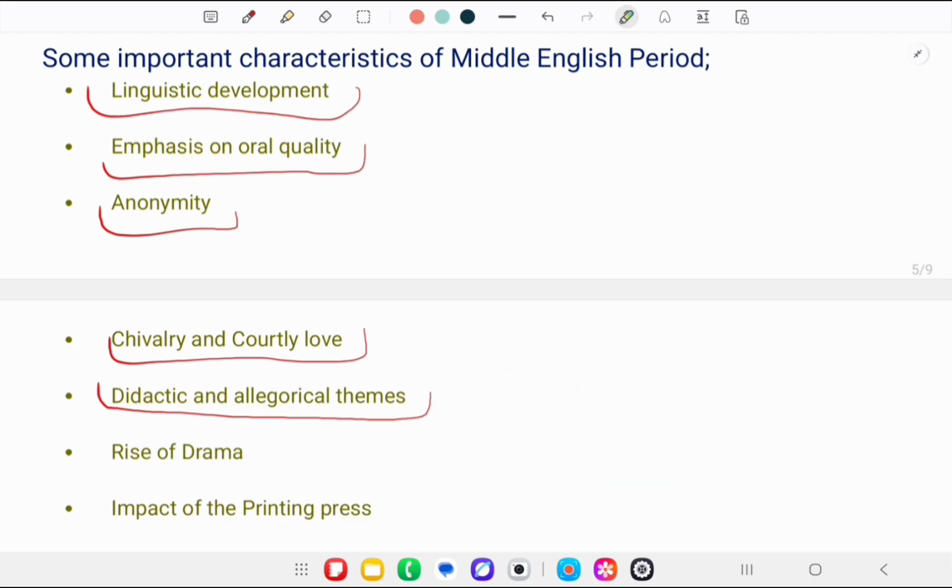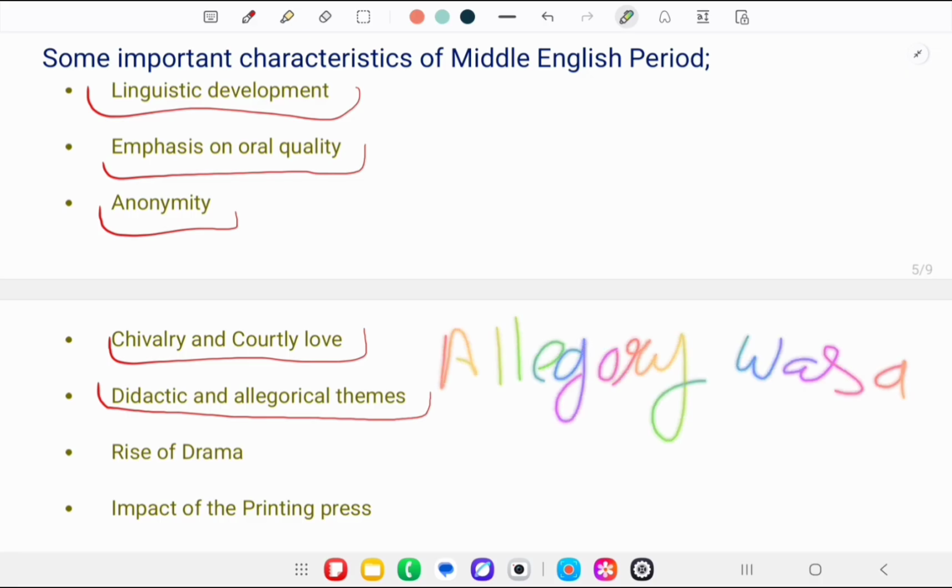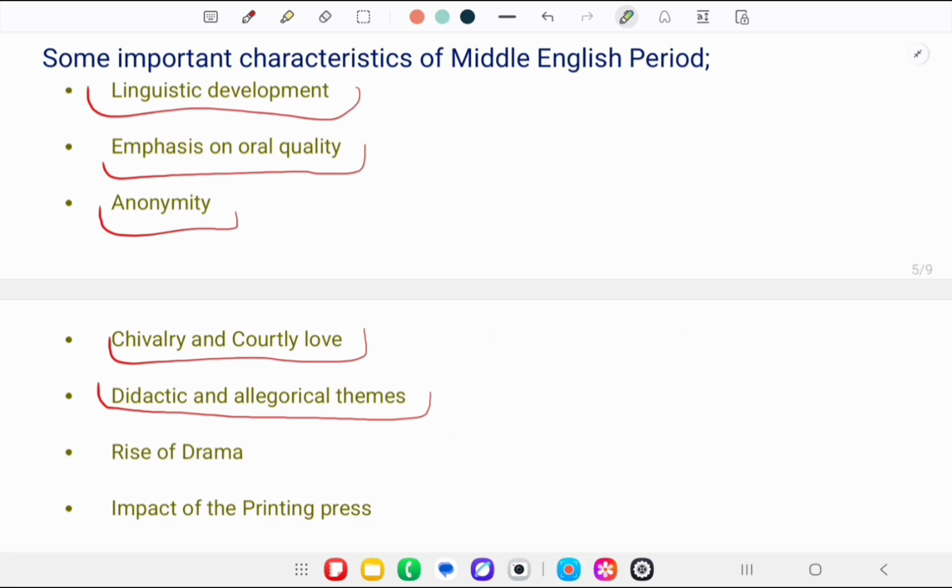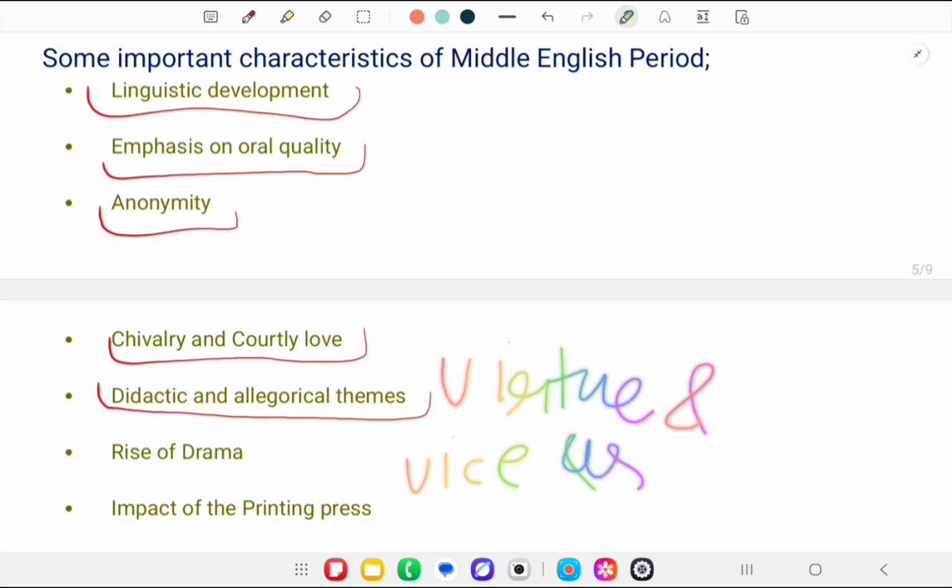Allegory was a common device, representing abstract qualities like virtue and vice as characters.